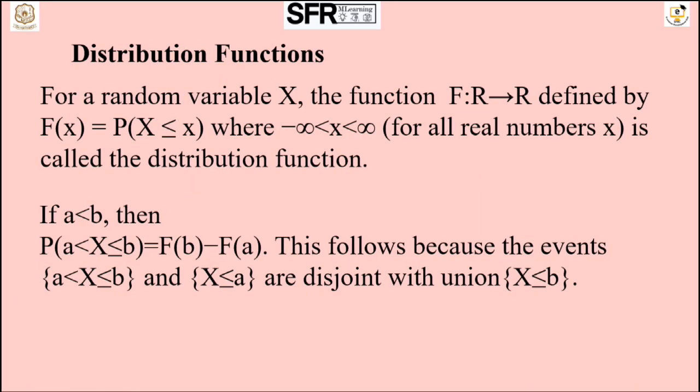Distribution function plays one of the important roles in random variables. For a random variable X, the function F from R to R defined by F of x equals P of X less than or equal to x, for all real numbers x from minus infinity to infinity, is called the distribution function. So that is a real number from 0 to 1. When we get the outcome, that is 1. When we are not getting the outcome, that is 0. If A is less than B, then P of A less than X less than or equal to B is F of B minus F of A.